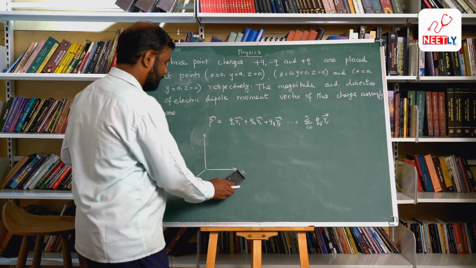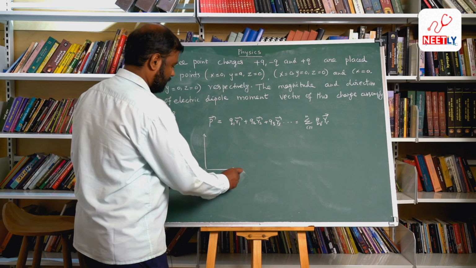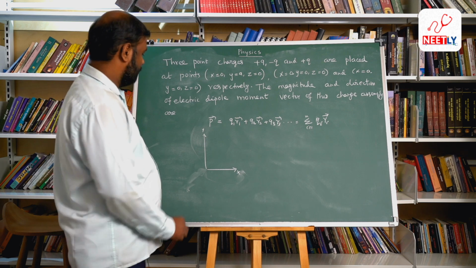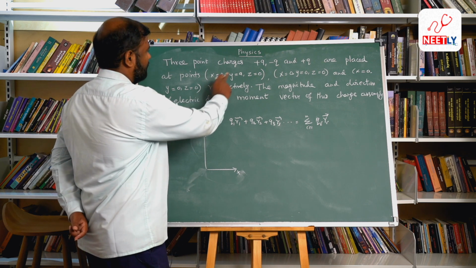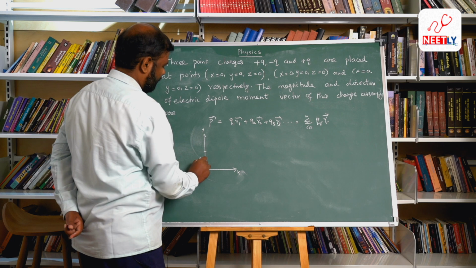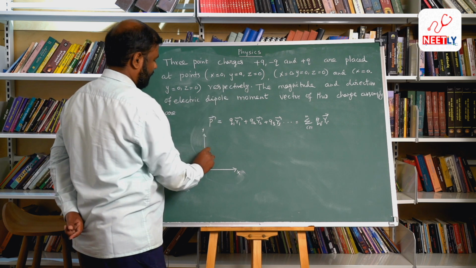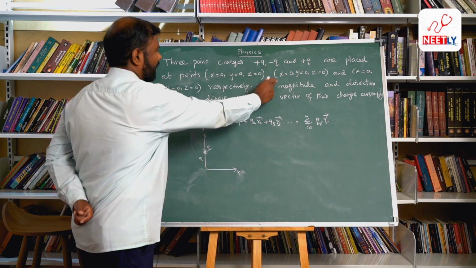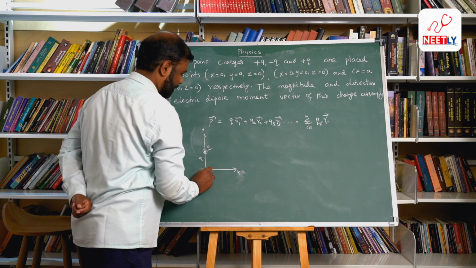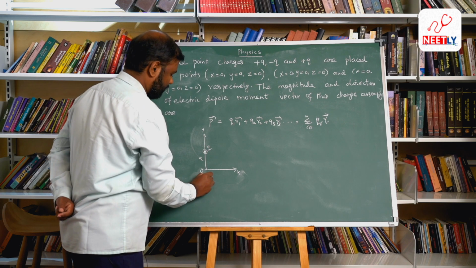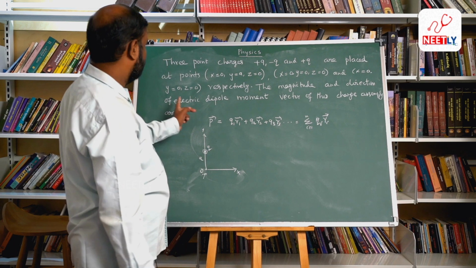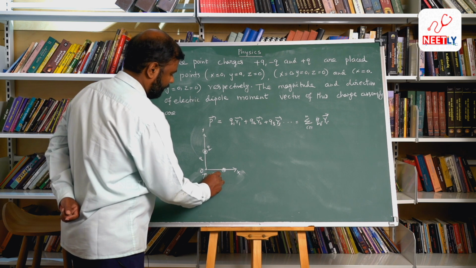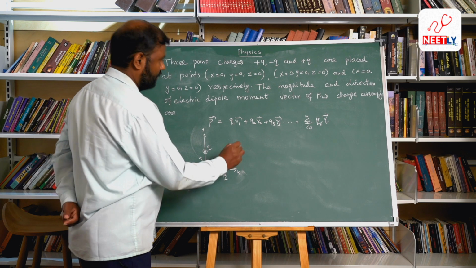This is the X, this is the Y. Now the first charge, plus Q, will be at exactly A distance. This is the plus Q. And minus Q is located at X equal to 0, Y equal to 0, so this will be the origin. This is a minus Q. And at X equal to A and Y equal to 0, over here again, at this point, we have another plus Q.